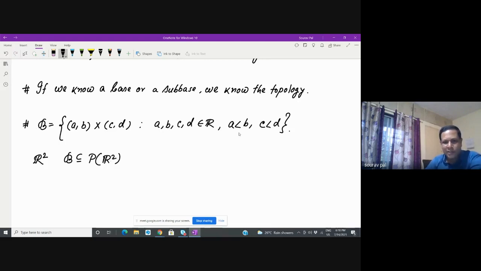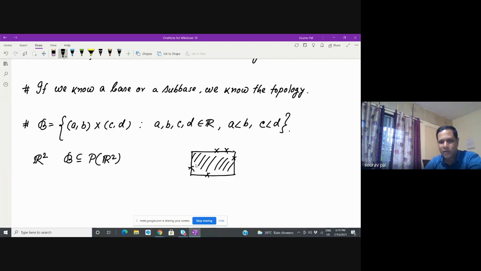Now, if you just look at this collection, and if I declare that this is a base for some topology, what is the topology? If I declare that this is the base, so what is that? Cartesian product of two open intervals. It looks like an open rectangle, right? It looks like an open rectangle in R2, so a rectangle without the boundary. This boundary is not there. This is not there. Okay?